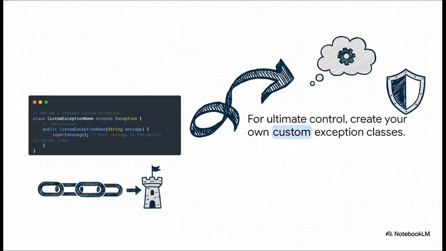And for the final, ultimate level of control, you can even create your own custom exception types. It's pretty straightforward. You just extend Java's main exception class. This lets you create super specific errors that perfectly describe what's wrong in your application, like a user not found exception or an invalid payment exception. This makes your code so much cleaner and way more expressive.